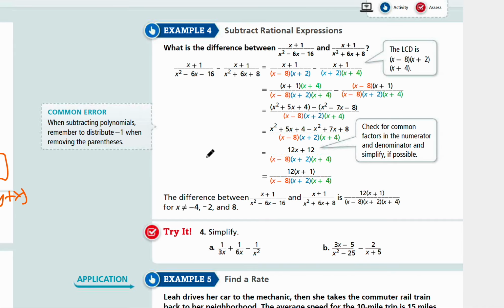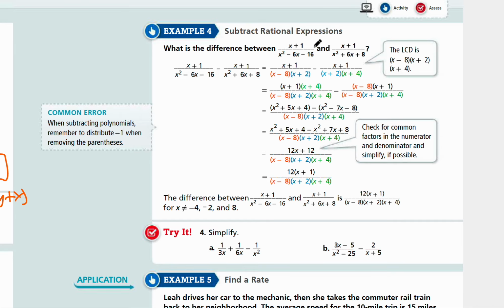Subtract rational expressions. What is the difference between x plus 1 over x squared minus 8x minus 16 and x plus 1 over x squared plus 6x plus 8? So here now we're going to subtract polynomials instead, right? But it's the same thing. You just have to make sure that you distribute the negative out in your second term when you do that.